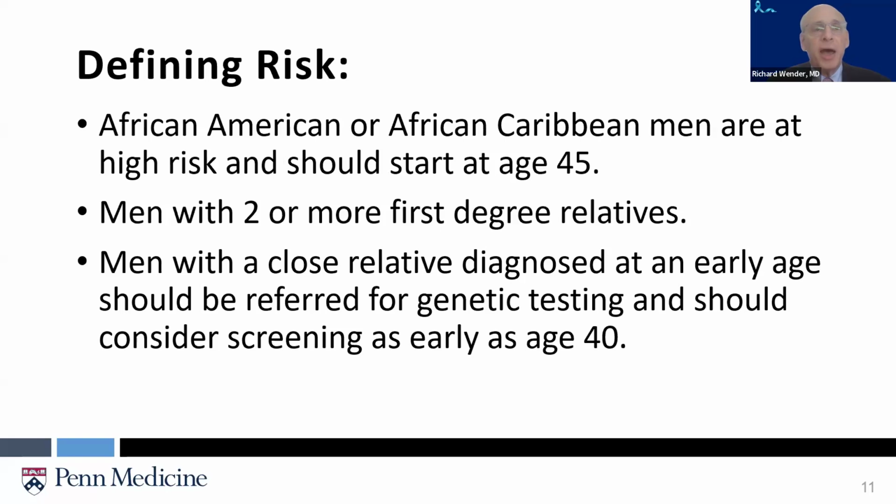Who's at high risk? According to ACS, African American or African Caribbean men are at high risk and should start at age 45. Men with 2 or more first-degree relatives, which is a pretty high standard for risk, or men with a close relative diagnosed at an early age. Those families should be referred for genetic testing. BRCA is the most common germline abnormality found, by the way, and they should consider screening as early as age 40.